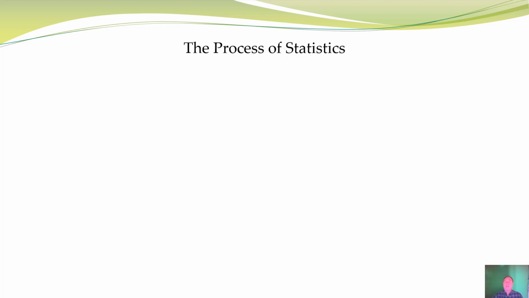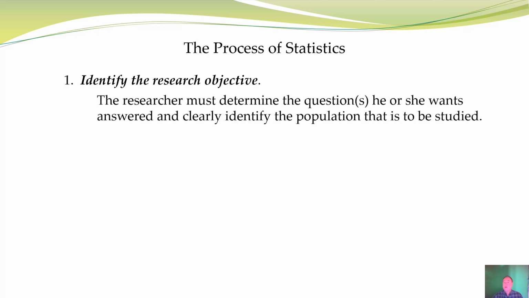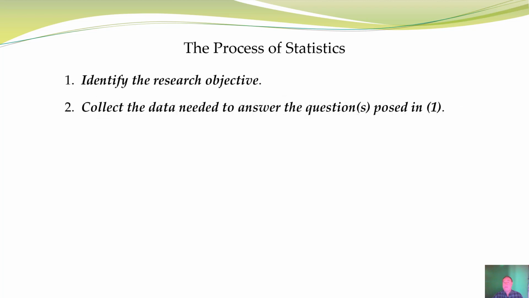Now, the process of statistics. First, you need to identify the research objective. So the researcher must determine the question or questions he or she wants answered and clearly identify the population to be studied. Second, collect the data needed to answer the questions posed in number 1.